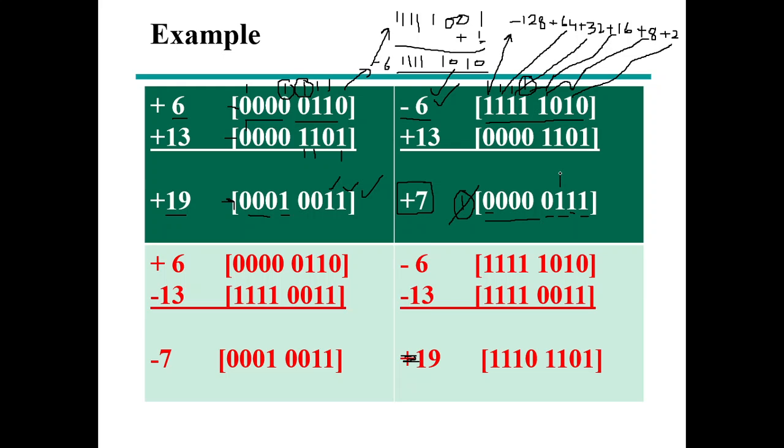So what is this? This is 4 plus 2 plus 1, which is 7. So minus 6 plus 13 should be plus 7. So the answer is correct.